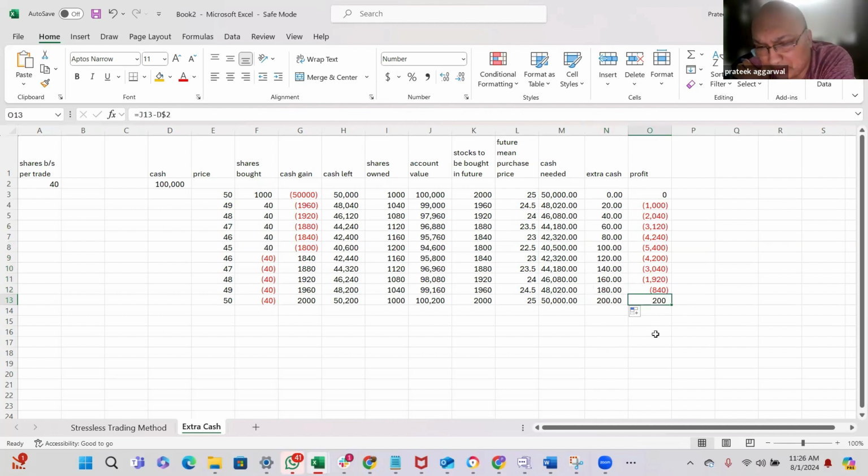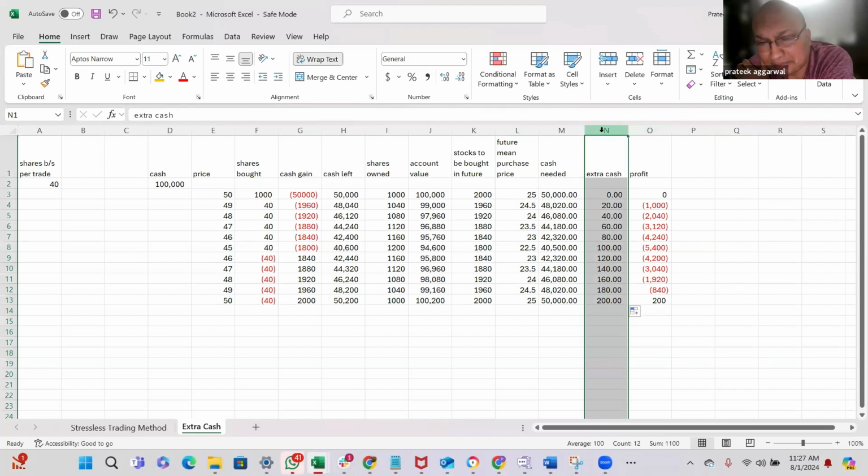So at this point, you can withdraw that $200. I mean, you can withdraw the extra cash at any point, depending upon where you are in the process. You don't have to worry about the fact that the price is too low or too high. And at certain price points, you will notice that the extra cash becomes exactly the same as profit. So as long as you're calculating extra cash, you're always aware of how much cash you can withdraw from your account without negatively impacting your account.